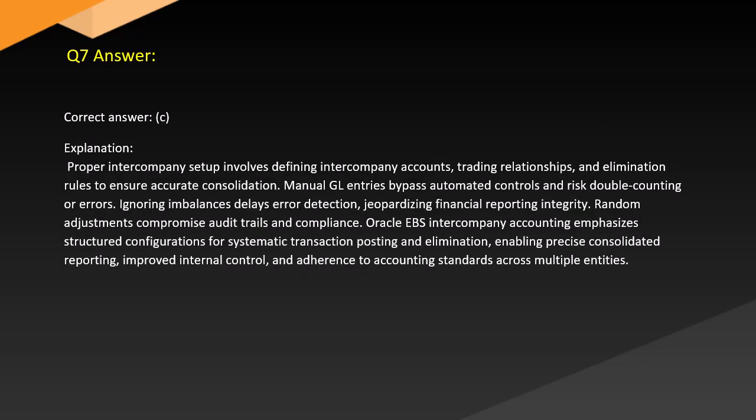Answer. Correct answer: C. Explanation. Proper intercompany setup involves defining intercompany accounts, trading relationships, and elimination rules to ensure accurate consolidation. Manual GL entries bypass automated controls and risk double counting or errors. Ignoring imbalances delays error detection, jeopardizing financial reporting integrity. Random adjustments compromise audit trails and compliance.